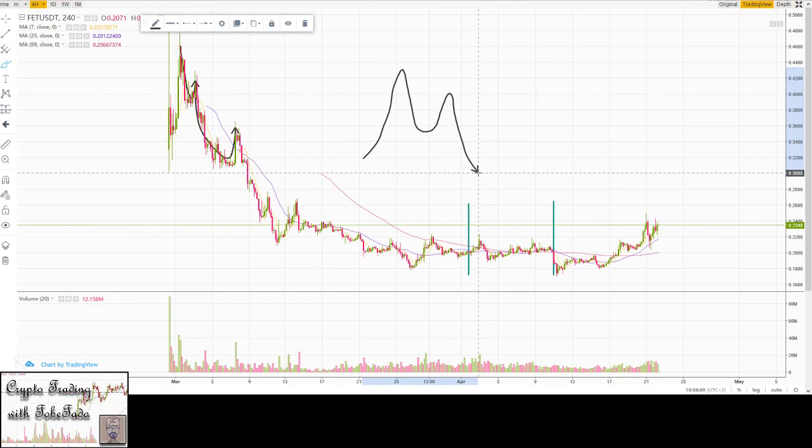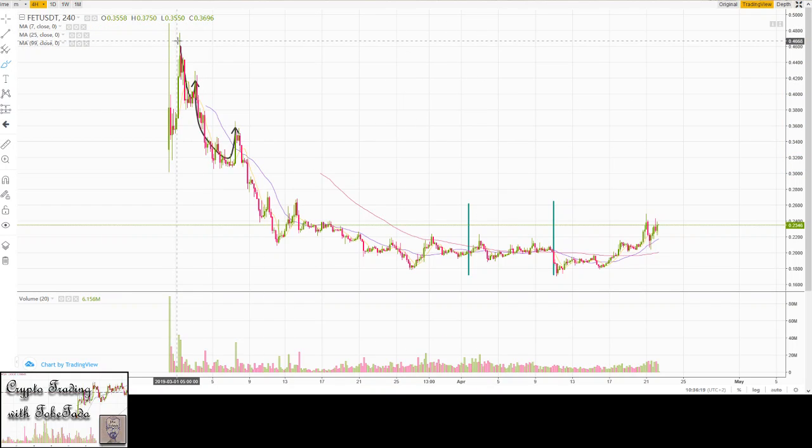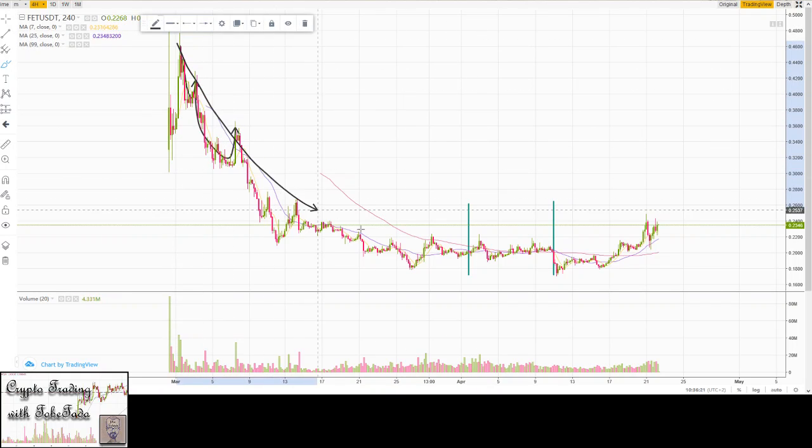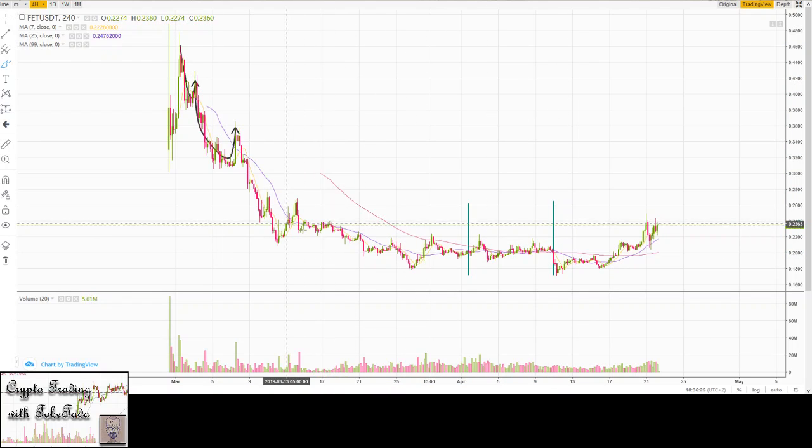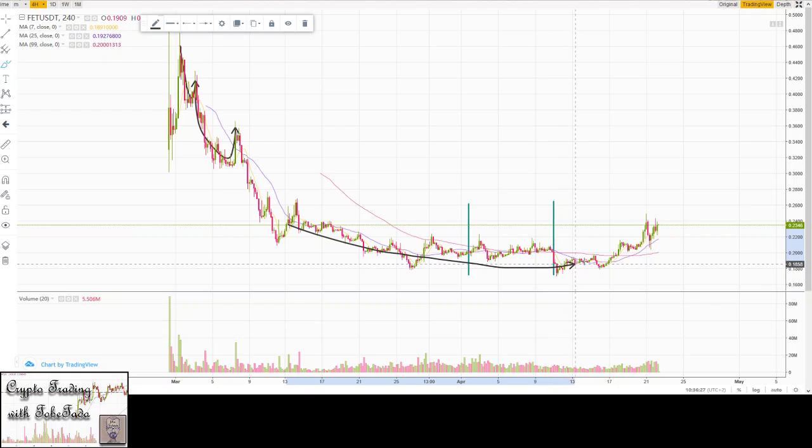So you can see we basically have a peak here and another smaller peak, and then the movement since the start of the trade has been a downward movement here. But you can see at the end here they basically reached a bottom, and now it looks like we're going back up again.